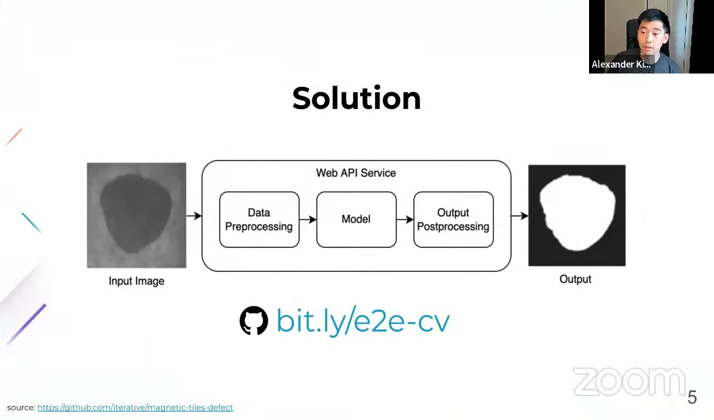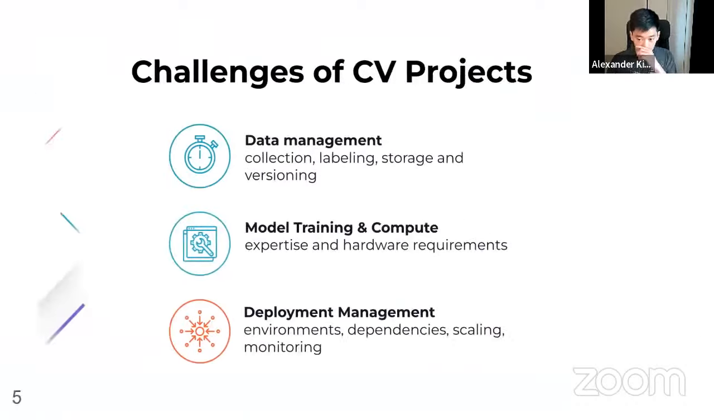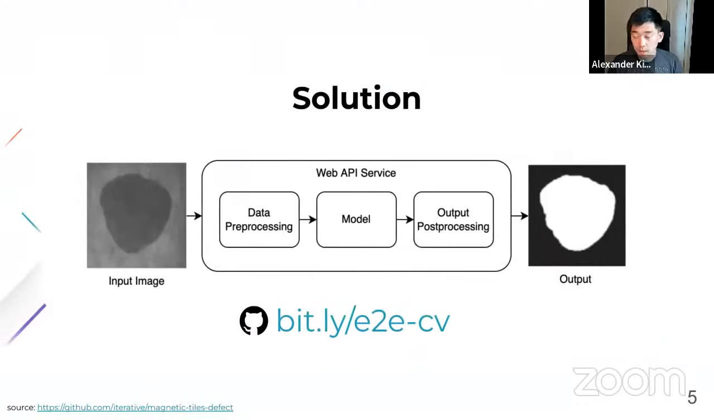And this is a potential solution that we could propose, where we have some kind of web API service that would accept an input image, do some data pre-processing, run this pre-processed input through the model, and then output a segmentation mask. The same link that Alexei shared to the GitHub repo is accessible at this shortened URL, bit.ly/end-to-end-cv.